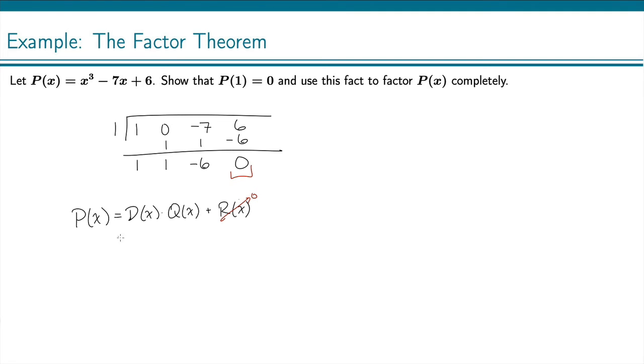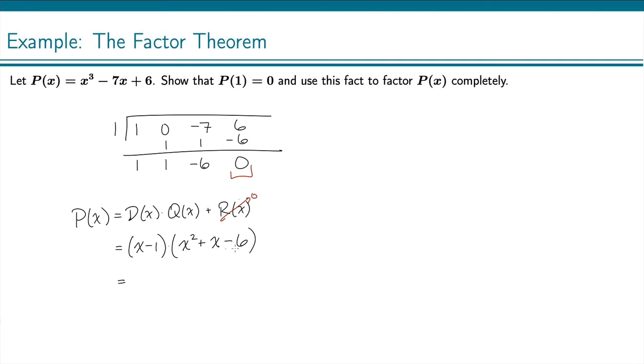So now I can take my polynomial and write it as the divisor, which is x minus this number, so x minus 1, times the quotient, which these are the coefficients of. So I started with a cubic, I'm going to drop down to a quadratic. I've got x squared plus x minus 6. So I've now factored p of x a little bit, and I can keep going now.